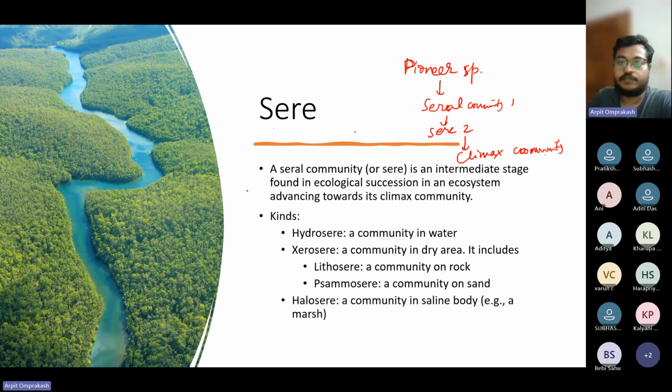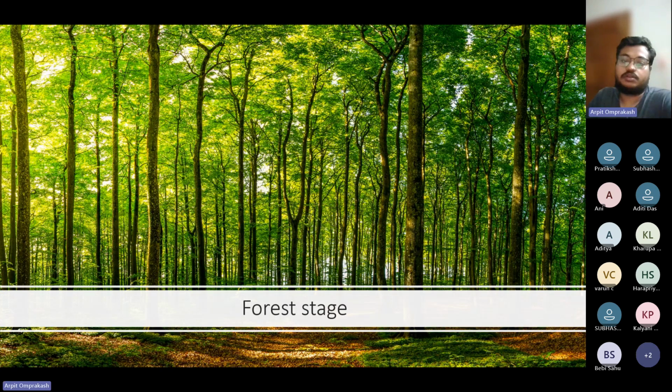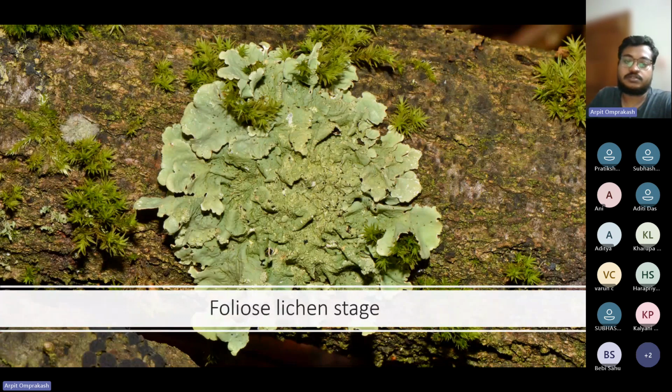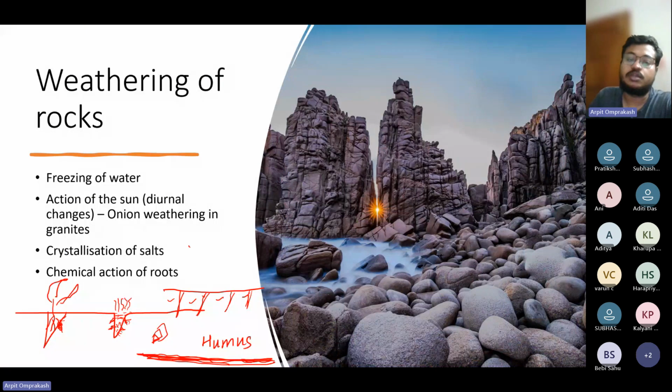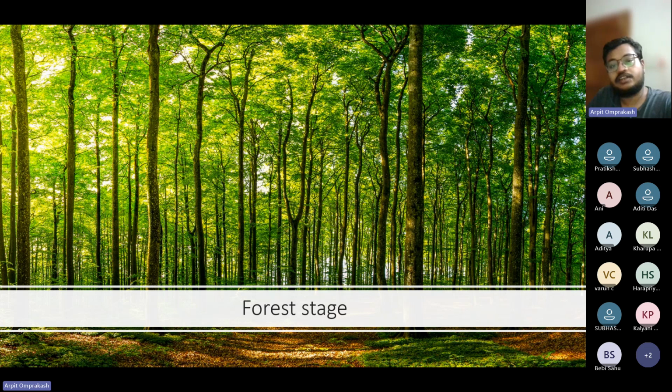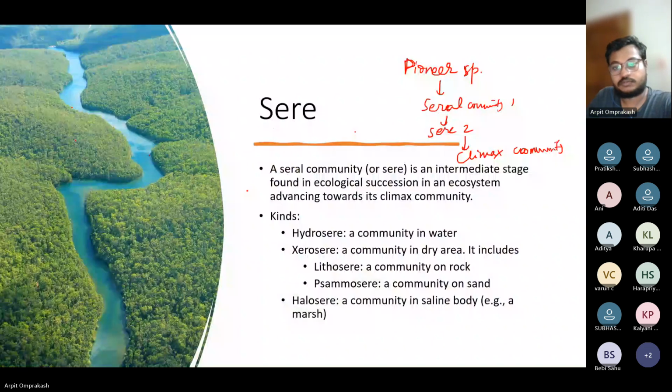So in the example that we saw, the crustose lichen here would be the pioneer species because they are the ones that are starting this ecological succession. All these other stages, the foliage lichen, moss, herbaceous stage, and shrub stage, are basically seres or seral communities. And this forest stage basically is the climax community.